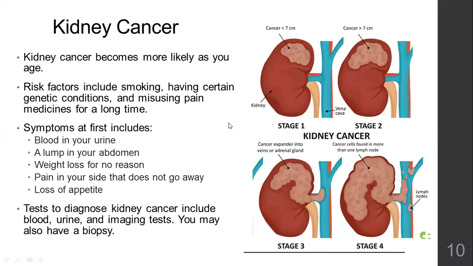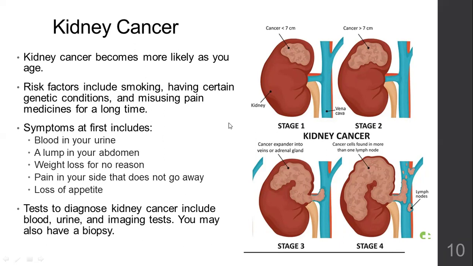The risk of kidney cancer increases as you age. Risk factors are smoking and having genetic conditions, or kidney cancer being common in your family. Misusing painkillers, overusing or misusing painkillers for a long period of time. These are some of the risk factors or causes that can lead to kidney cancer.